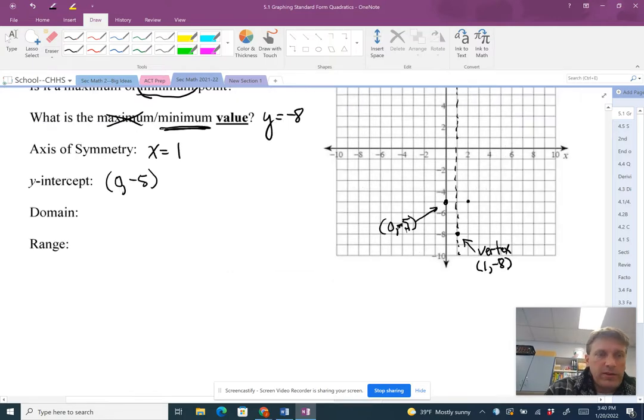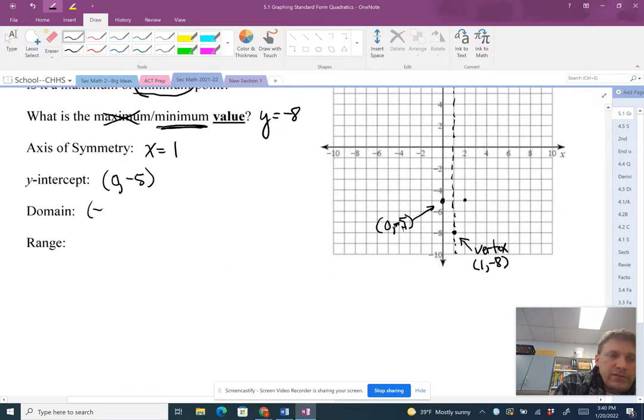The domain, as the domain for all quadratic equations that we have, quadratic functions, are going to be from negative infinity to positive infinity. And our range, because it's going up, has a minimum value. It goes as low as negative 8 and goes up to positive infinity.